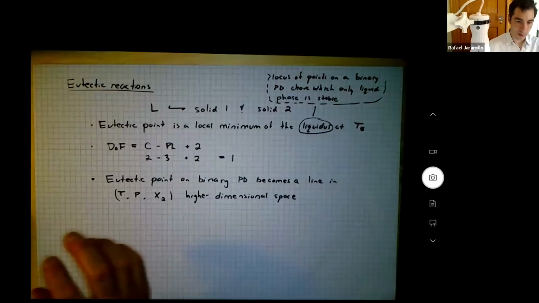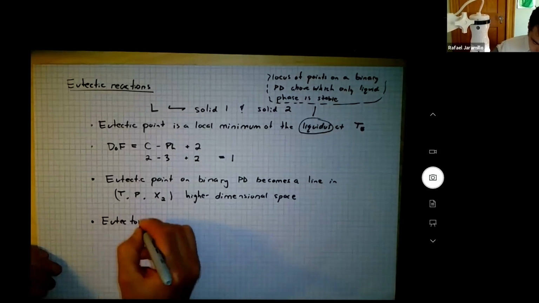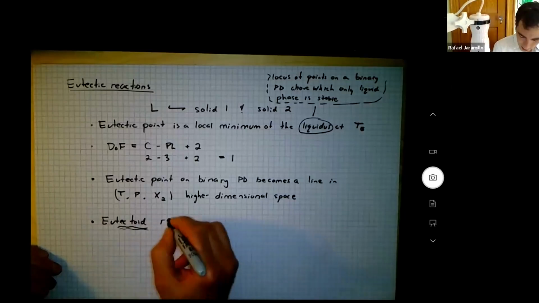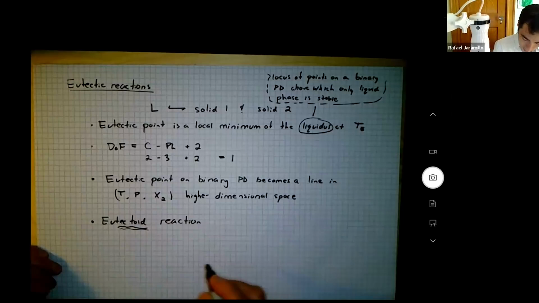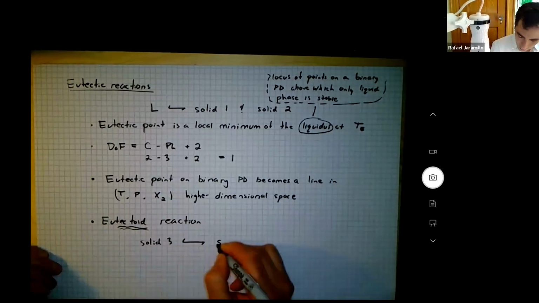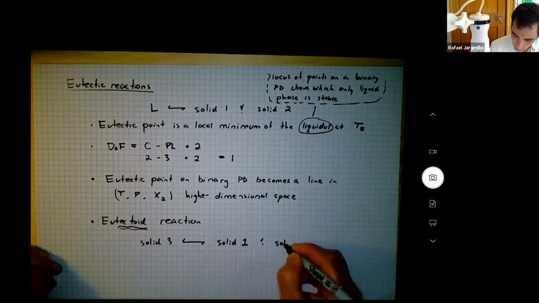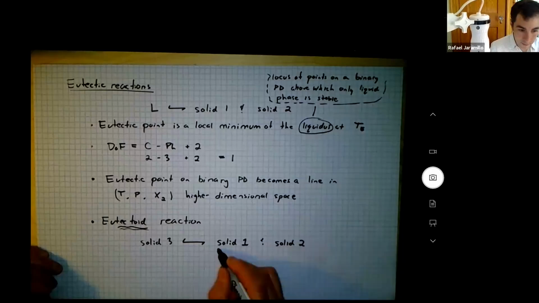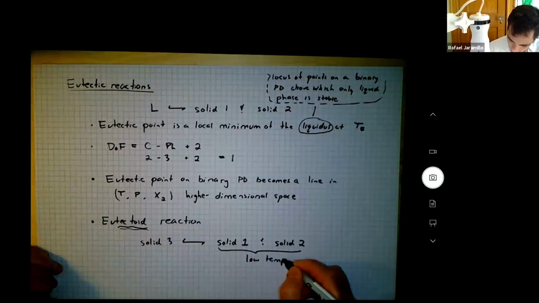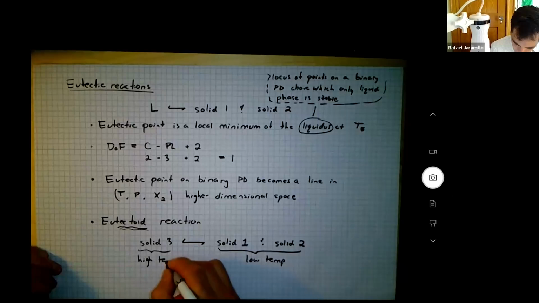I also need to tell you what a eutectoid reaction is. A eutectoid reaction is a third solid that transforms into 2 solids. So this is the low temp, and this is the high temp. So I'm going to show you an example of a eutectoid.